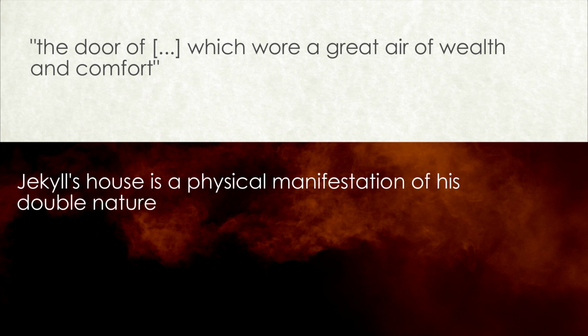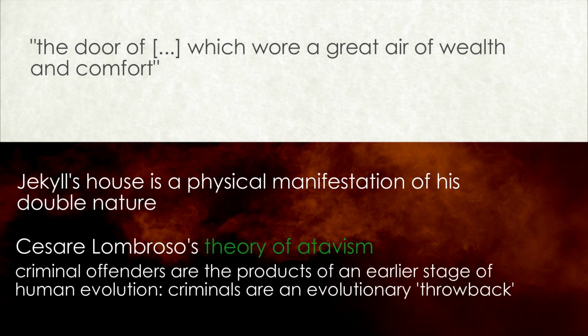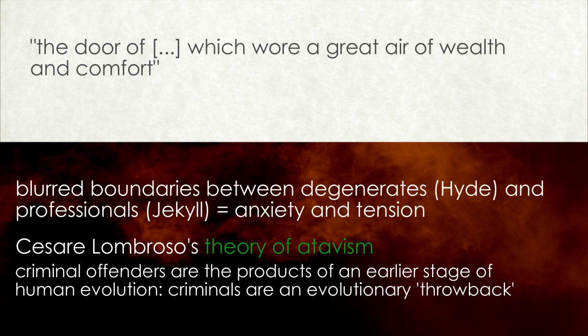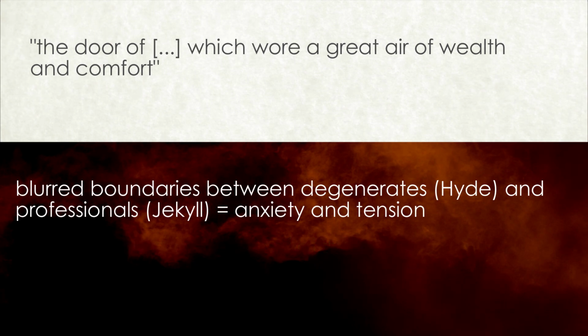This would have been particularly shocking for Stevenson's Victorian readership, as Cesare Lombroso's theory of atavism was closely linked to anxieties about criminality and class. The criminal class was peopled by evolutionary throwbacks. Blurring the established boundaries between these degenerates, embodied by Mr. Hyde, and the respectable professional class, embodied by Dr. Jekyll, would have caused unbearable tension and anxiety in the Victorian reader.